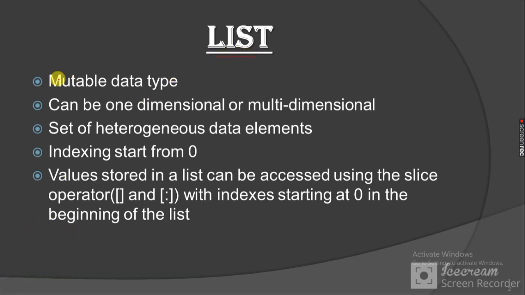List. It is a mutable data type. We can alter a list. We can either add or delete elements. It can be one-dimensional or multi-dimensional. It can be like this, right? Elements in a list are separated with a comma and are always written in square brackets, or it can be a multi-dimensional list like this.